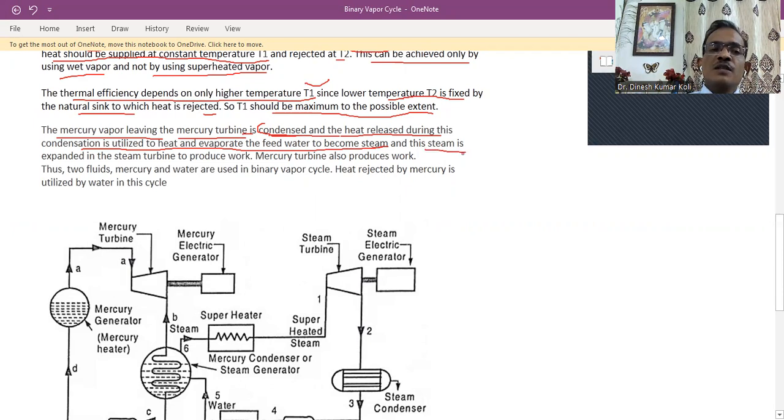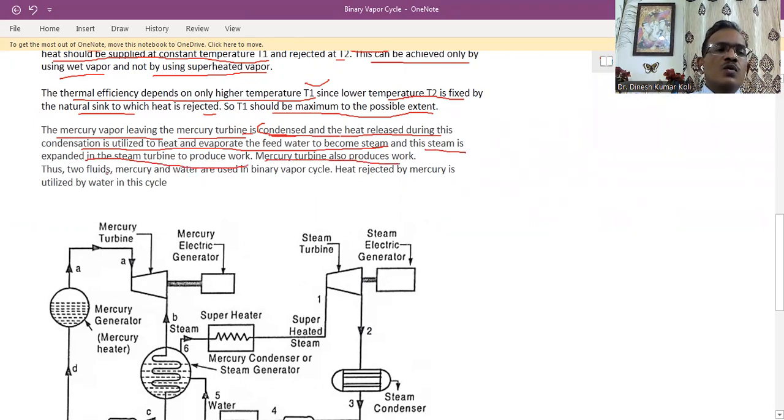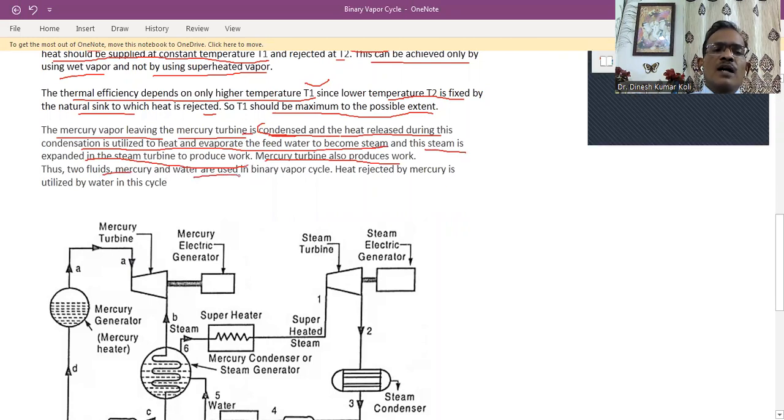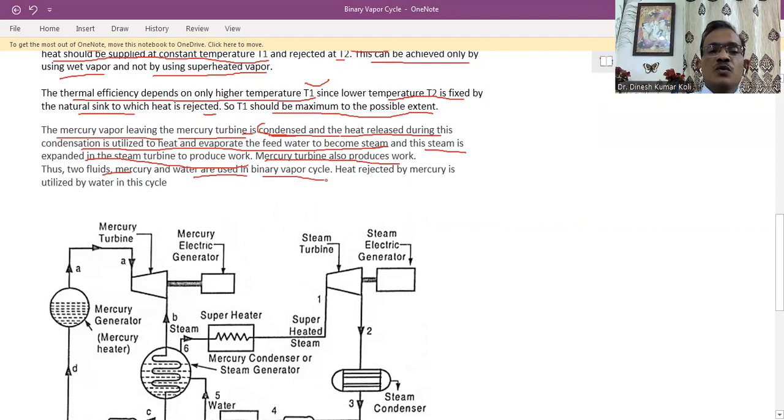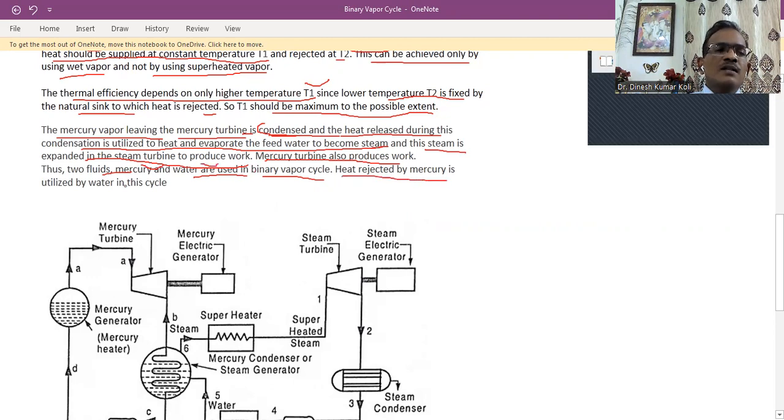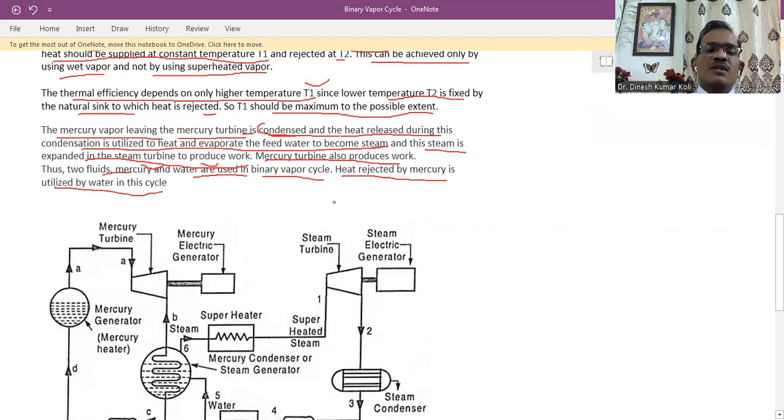Now, this steam is then expanded in the steam turbine to produce work. Mercury turbine also produces work. The two fluids, mercury and water, are used in binary vapor cycle. It means there are two fluids which are used, one is mercury and another is water. Heat rejected by mercury is utilized by water in this cycle. So this was the theory part.